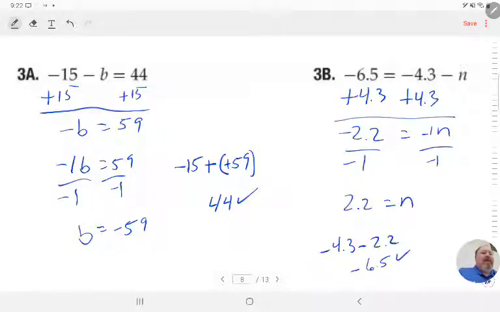All right, so you would add 4.3 to both sides. That would give me negative 2.2 equals negative n, or negative 1n. Divide both sides by negative 1. Negative divided by negative is a positive, so 2.2 equals n. And if I check that, negative 4.3 minus 2.2, same sign, add them, keep the sign, negative 6.5, it checks. All right, good job.